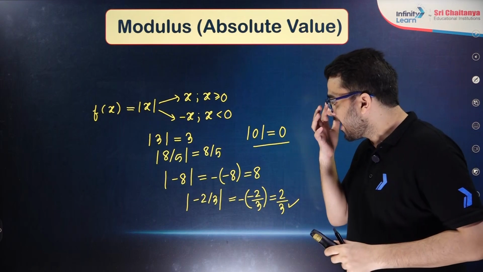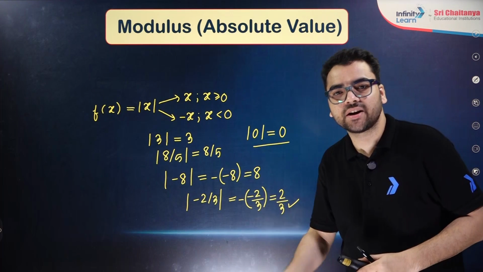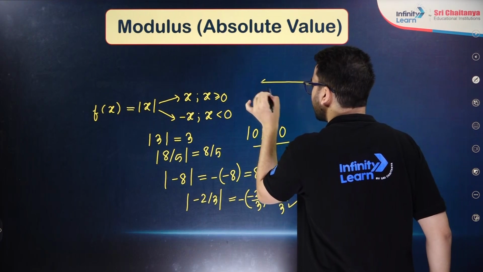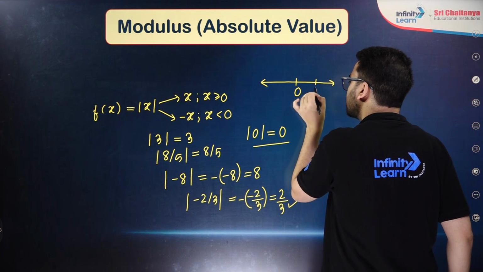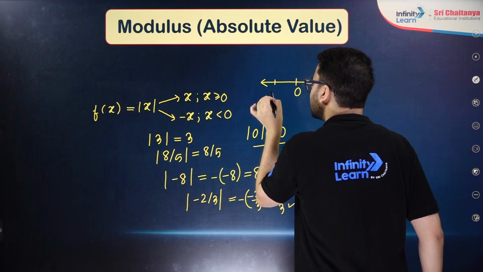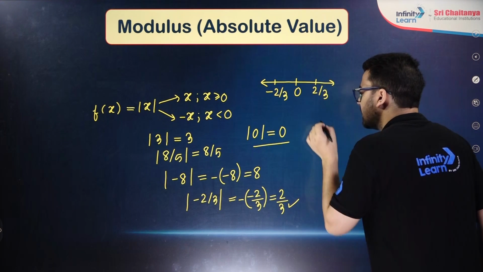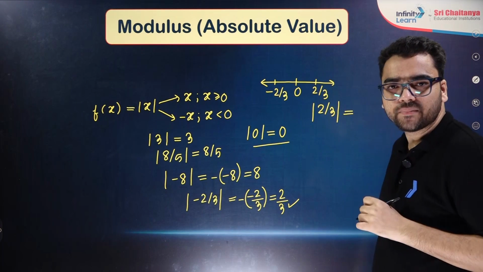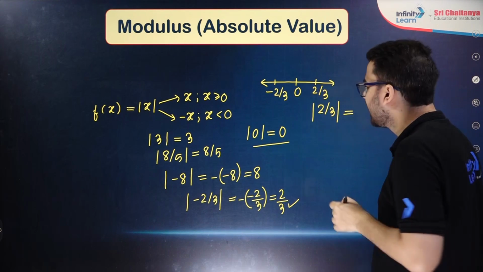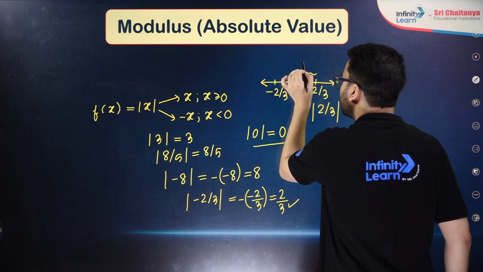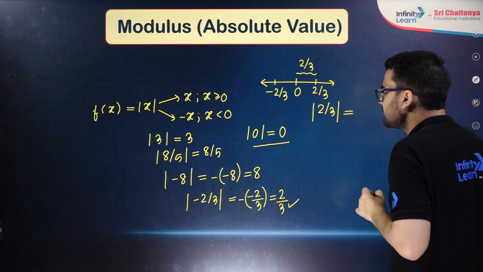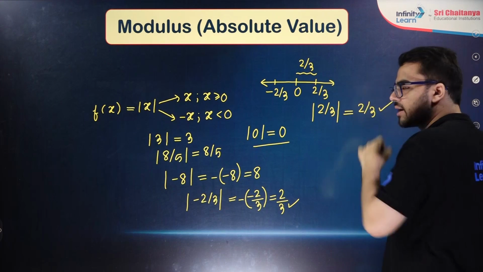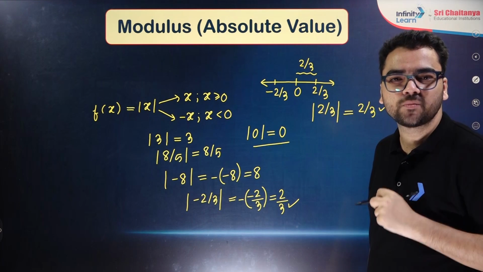Now you might ask why this thing is working, why you're putting an extra negative sign. I'll use the number line to explain this logic. Suppose this is 0, this is 2 by 3 and suppose this is minus 2 by 3. Suppose I want to find modulus or absolute value of 2 by 3. So absolute value of a number is the distance of it from 0. So distance of 2 by 3 from 0 is 2 by 3 only. Correct? So therefore modulus of 2 by 3 is 2 by 3 only.